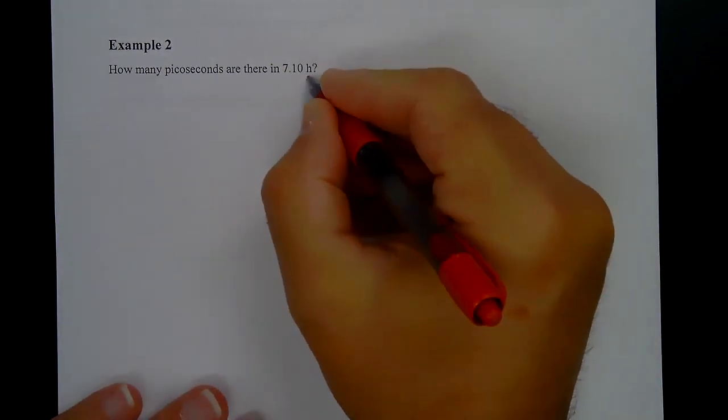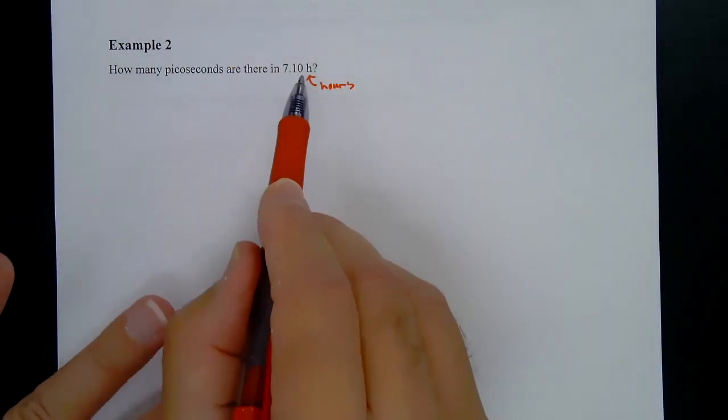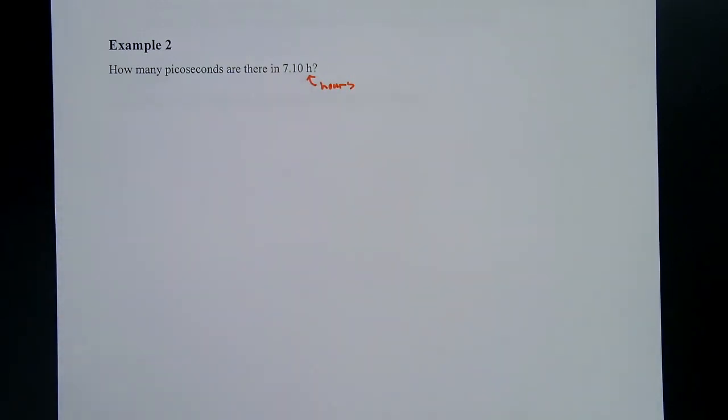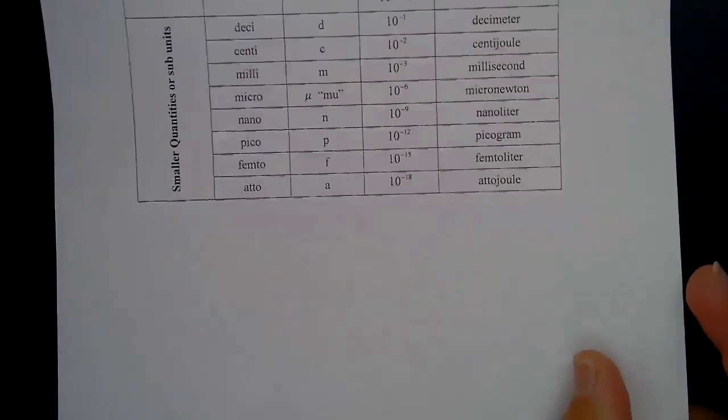So our next problem here is one we did last week, okay? So it's, again, how many picoseconds are there in 7.10 H? And that H right here represents hours. And a lot of us weren't realizing that, okay? So I'm starting with hours, and this has 3 significant figures involved in it. So I want to convert to picoseconds, but before I can convert to picoseconds, I need to get hours to seconds.